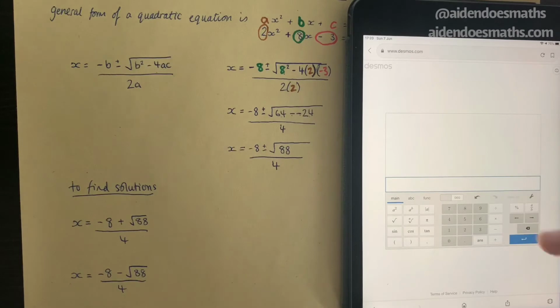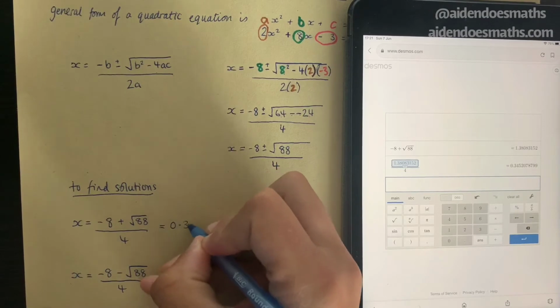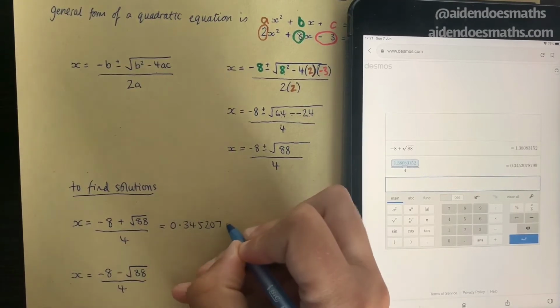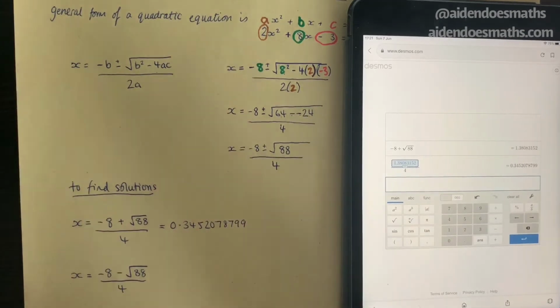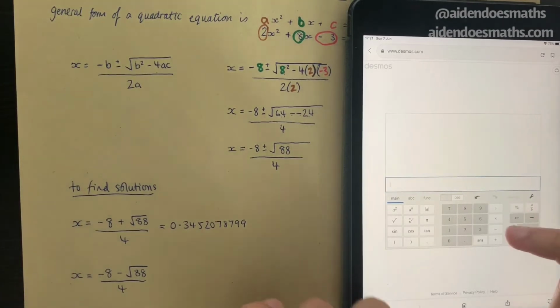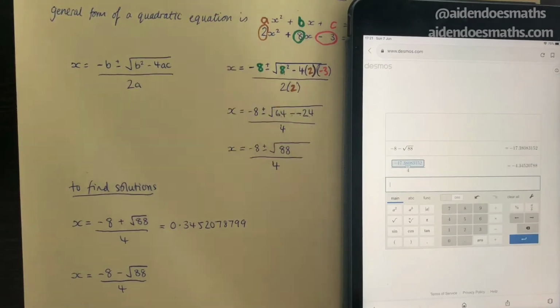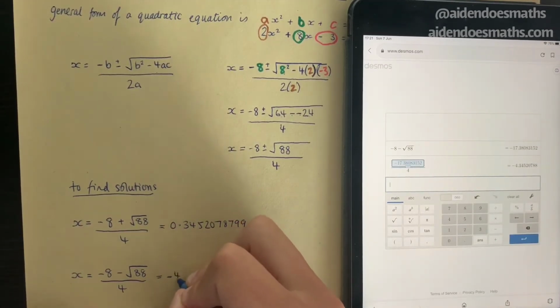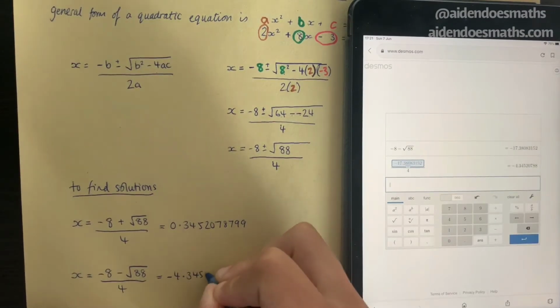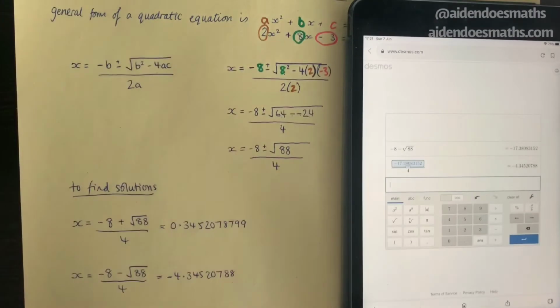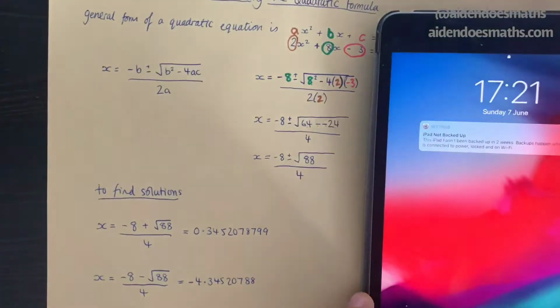Mine's at school. Okay, so we can just put in minus 8 plus root 88. Okay, and then answer divided by 4. Okay, equals 0.345207 8799. Okay, we can do the same calculation just with that minus in there for the second one. So minus 8 minus root 88, answer divided by 4 gives us minus 4.345 20788.